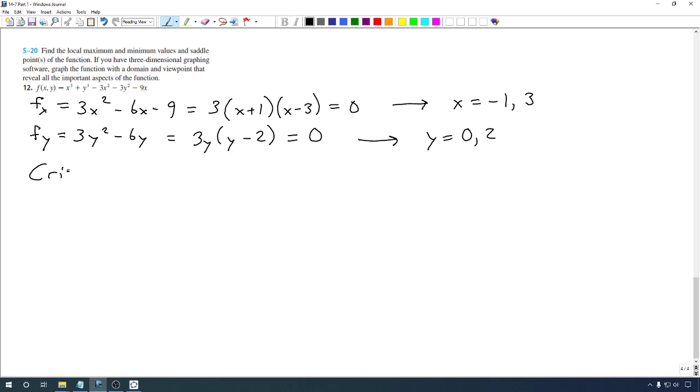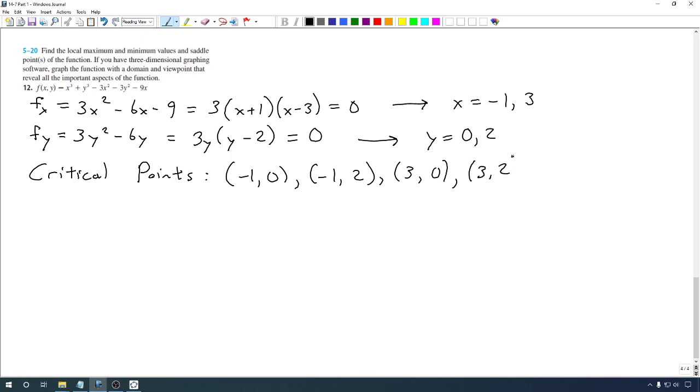So we get a bunch of critical points: (-1, 0), (-1, 2), (3, 0), and (3, 2). And all 4 of those points will give us 0, 0 for our first derivatives.